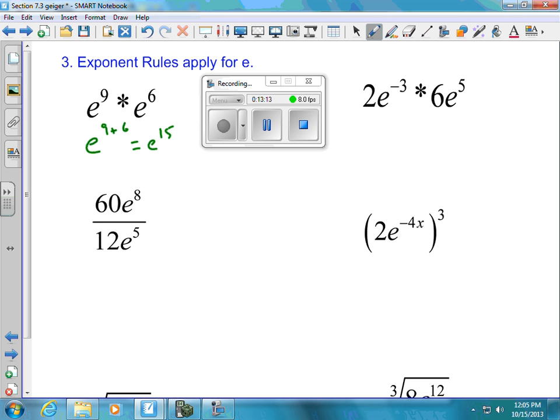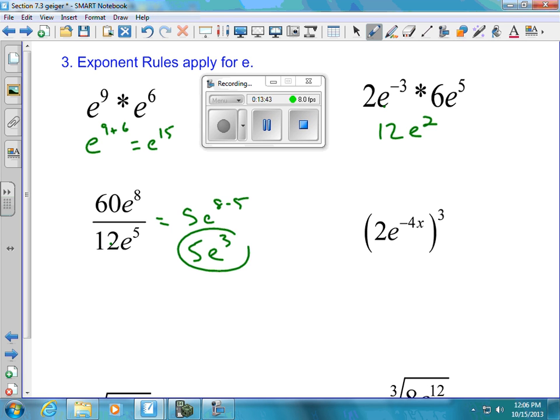Over here, 2 times 6 is 12. e to the negative 3 times e to the 5th is e to the negative 3 plus 5, which is e to the 2, so 12e squared. If we're dividing, the same thing. We reduce the fraction. 60 divided by 12 is 5. e to the 8th over e to the 5th is e to the 8 minus 5, so we end up with 5e to the 3rd. Plug it in your calculator, you get a number, same thing.